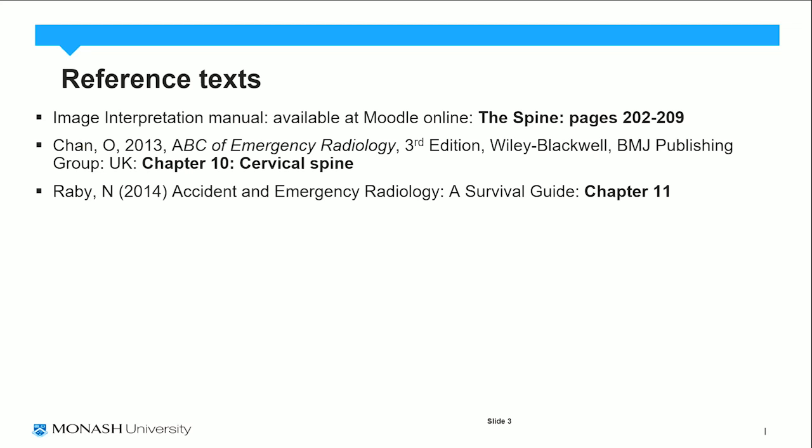I've given you a number of textbooks, and these are all electronic, so on the Moodle site you will have access to all the electronic resources. The image interpretation manual, the pages for the spine is from 202 to 209. And then in Otto Chan, the chapter there is chapter 10 on the cervical spine, and in Raby's Accident and Emergency Radiology, the chapter is chapter 11.